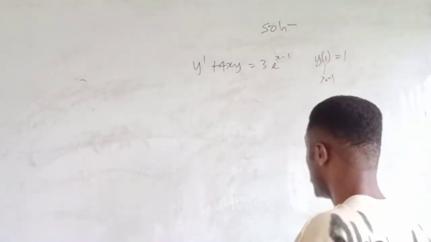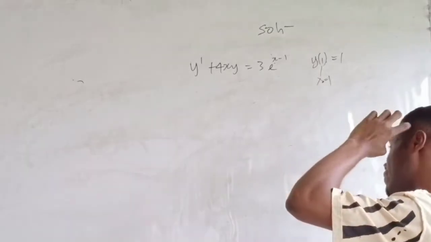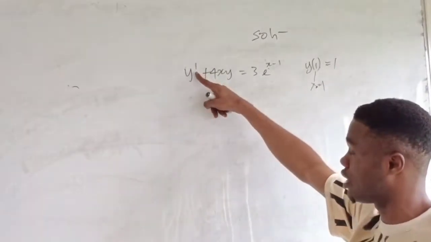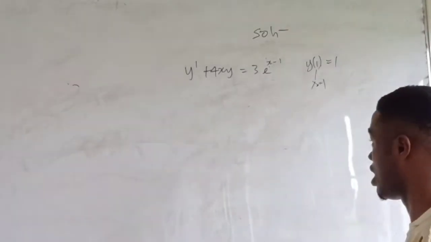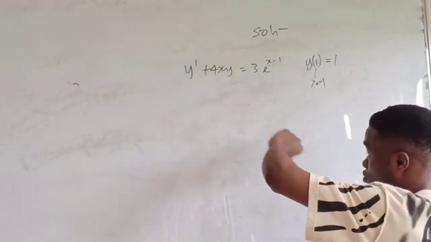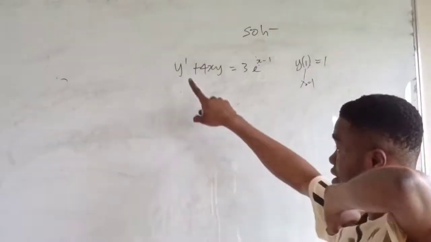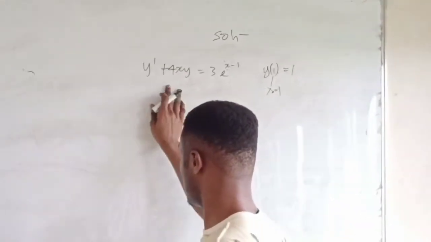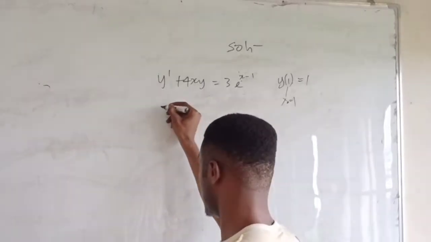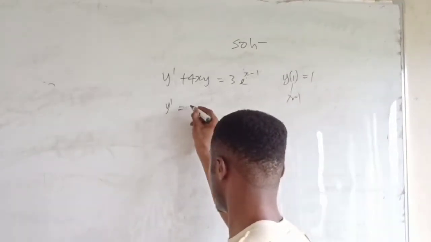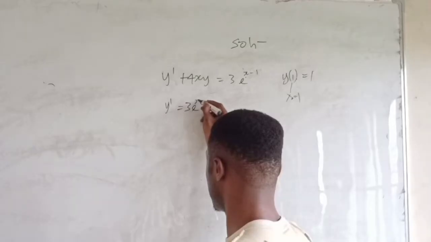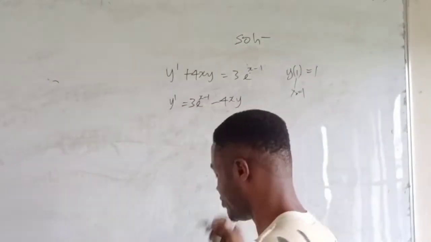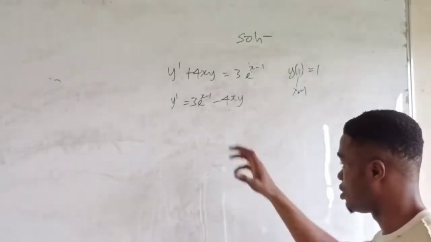Now to solve this question, the first thing I'm going to do is make the highest power of your differential the subject of the formula. Looking at this question, the highest power of our differential is y to the first differential. Making it the subject gives us y prime equals 3 exponential of (x minus 1) minus 4xy.